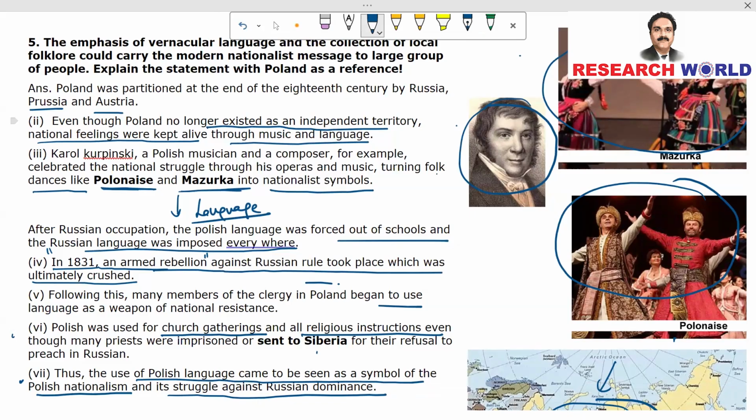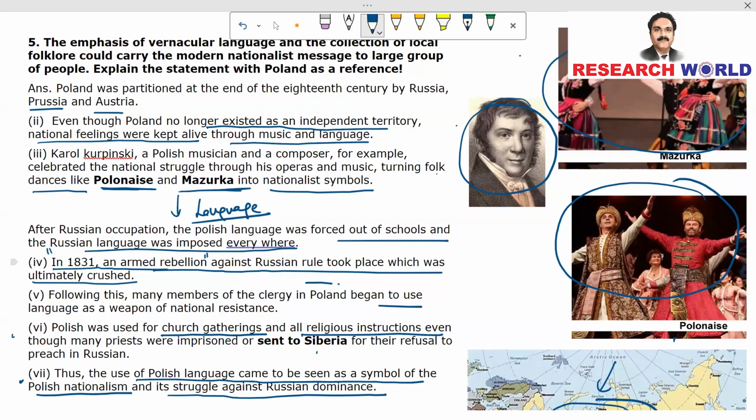The key ideas are like point number 1, partitioning of Poland. All right. And point number 2, there was no such nation as Poland in those days, yet Polish people have that sentiment of nationalism, which they kept alive through music and language. Third point is Polonaise and Mazurka. These are the catch terms I am giving you. Polonaise and Mazurka, Karol Kurpinski.